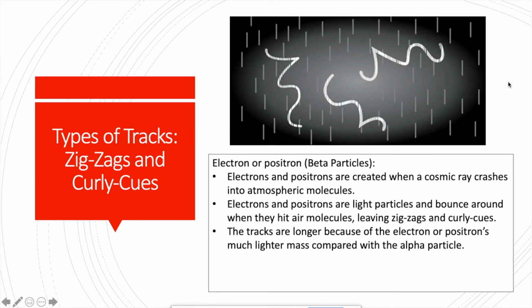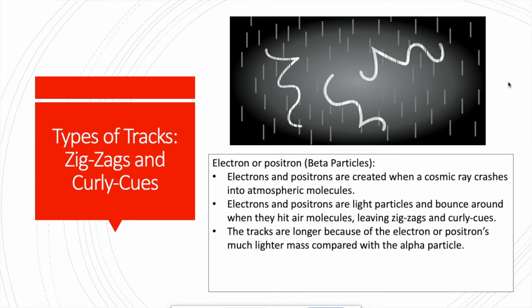You might see a zigzag or a curlicue. That would be a track of an electron or positron. Electrons are also called beta particles. See the previous lecture on particle physics. Electrons and positrons are created when a cosmic ray crashes into atmospheric molecules. Electrons and positrons are light, and they bounce around when they hit air molecules, leaving zigzags and curlicues. So you're seeing the path of bouncing.